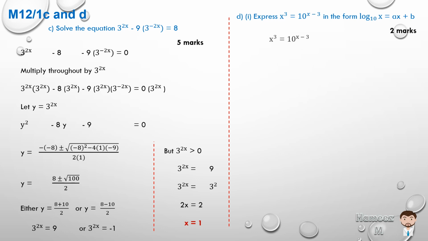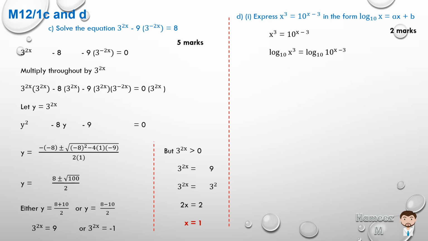x cubed is equal to 10 to the power x minus 3. So if we log both sides, we're going to get log x cubed to base 10 is equal to log 10 to the power x minus 3 to base 10. So we can use the formula log x to the n is n log x, meaning that any power we have of x there, when we're logging it, we can bring it in front.